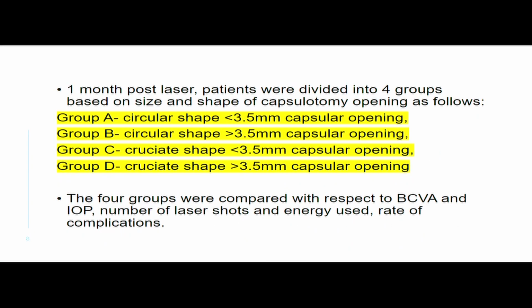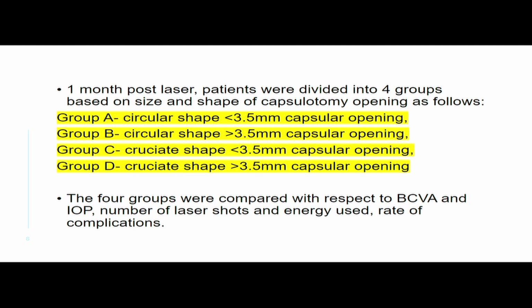One month post laser, the patients were divided into 4 groups based on the size and shape of the capsulotomy openings as follows. Group A, circular shape less than 3.5 mm opening. Group B, circular shape more than 3.5 mm opening. Group C, cruciate shape less than 3.5 mm opening. And Group D, cruciate shape more than 3.5 mm opening.